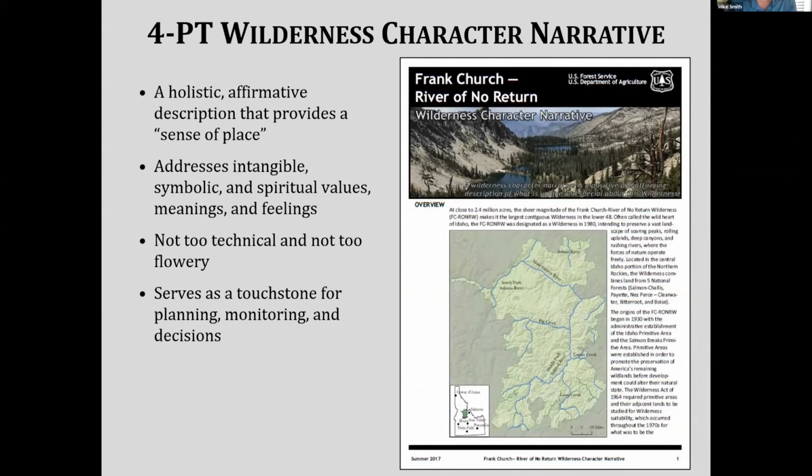The big part of the narrative is that it's the intangible part that Julie mentioned. This is where you take a step back and look at the big picture of the wilderness, rather than getting into the nitty gritty quantitative measures that we'll talk about. It's a good spot to talk about the spiritual, the symbolic, what makes that wilderness important to you.